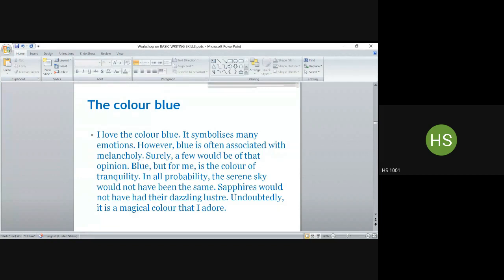It symbolizes many emotions. However, blue is often associated with appreciation and melancholy. Yes, surely few would not be of that opinion. All of those things are just adding to what has been claimed in the topic sentence.